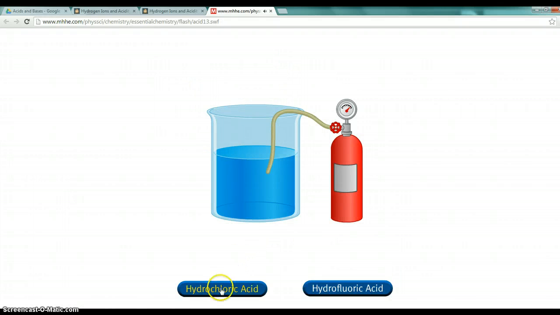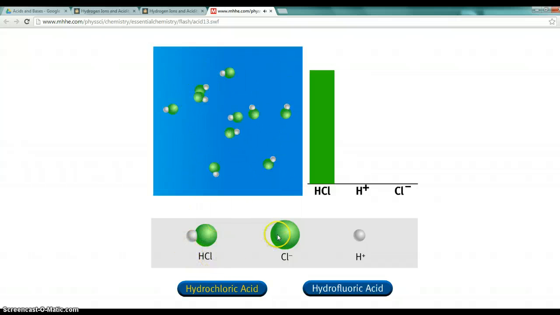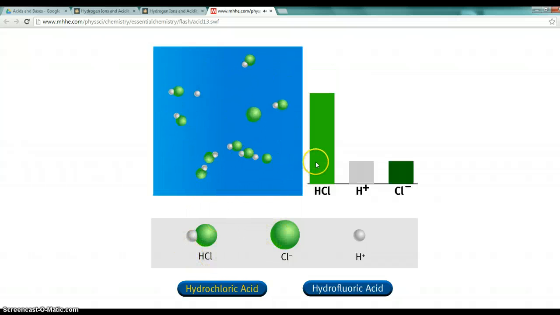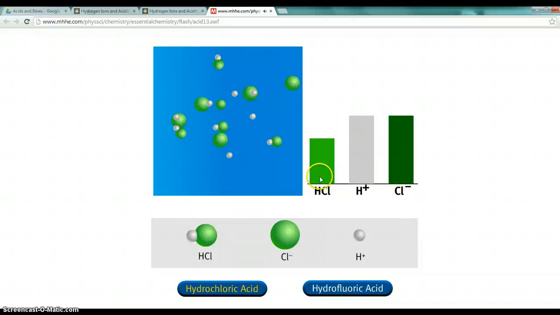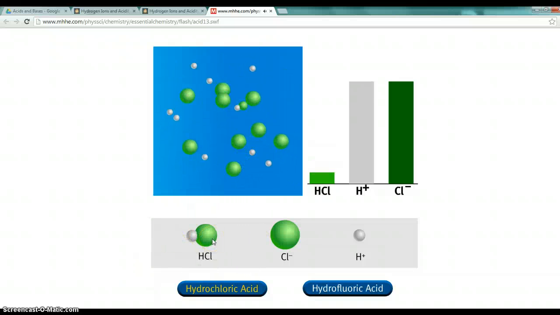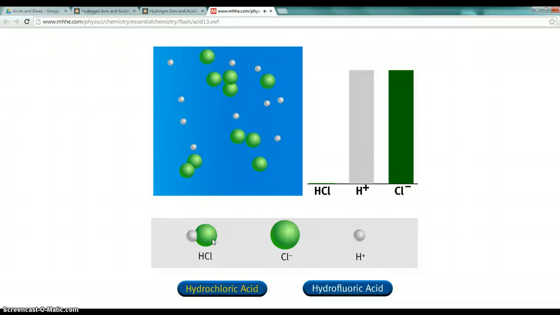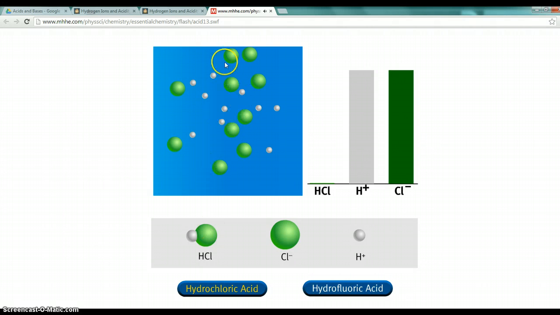Okay, hydrochloric acid is a strong acid. So as the acid is going into the water, you can see down here that hydrochloric acid all bonded together, HCl. As that starts to dissolve, you're going to notice that the hydrogen and chloride ion concentrations go up. The whole HCl concentration goes down until there is nothing but ions left. Okay, that's what happens with a strong acid. All of those ions split apart. They are completely separated. As you can see here, none of the ions are left together.